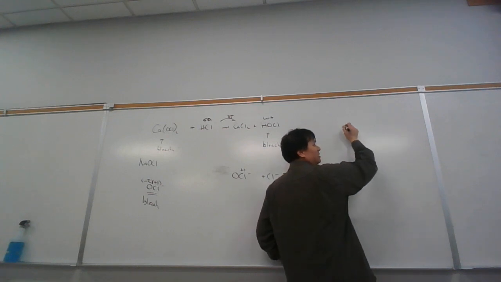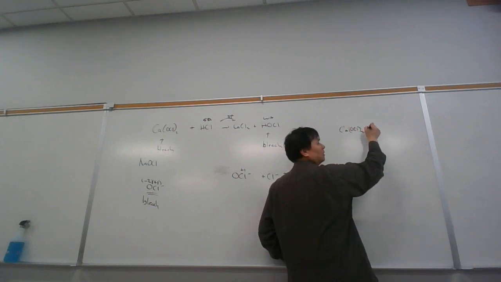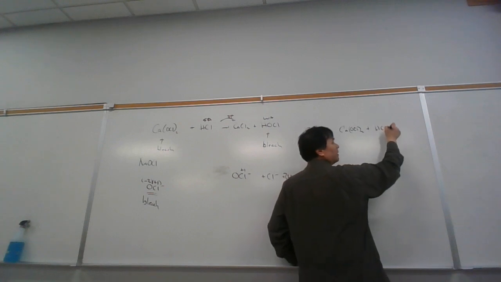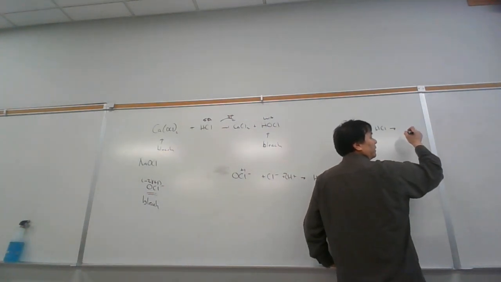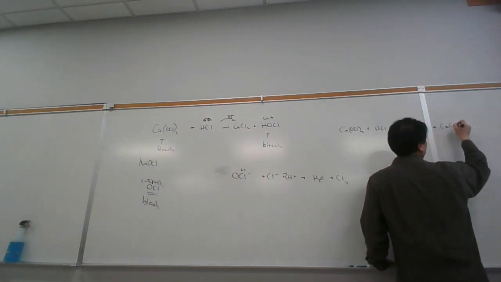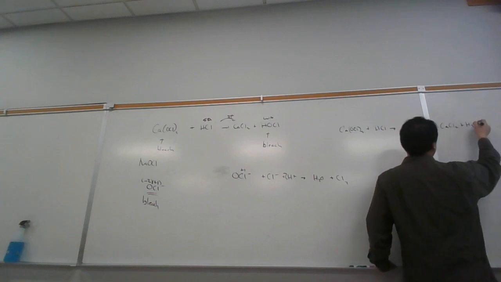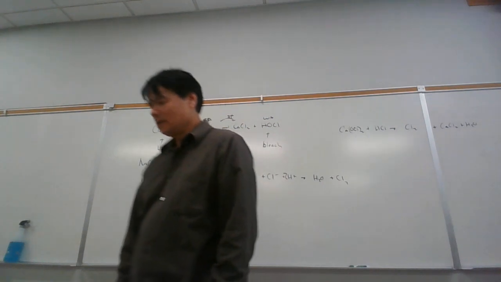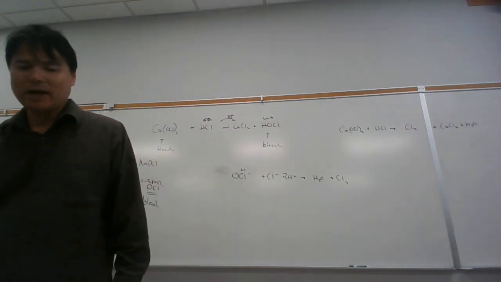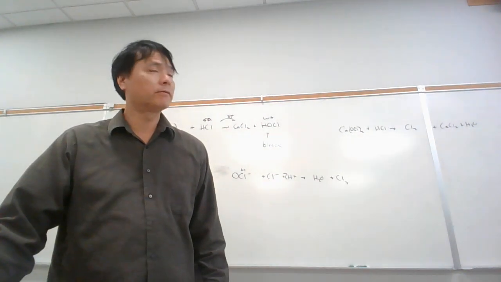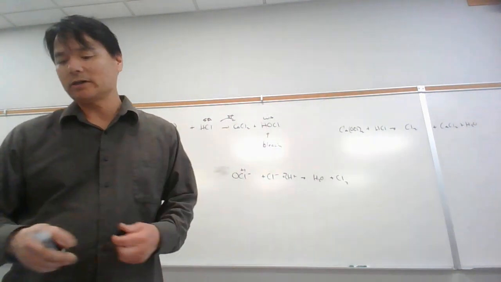So this is an example of a skeleton type redox. And so we have calcium hypochlorite plus HCl yields chlorine plus calcium chloride plus water. And so we end up with a redox reaction. Skeleton is you just mix it together and see what happens. But we're kind of figuring that we're going to get some kind of redox to occur.